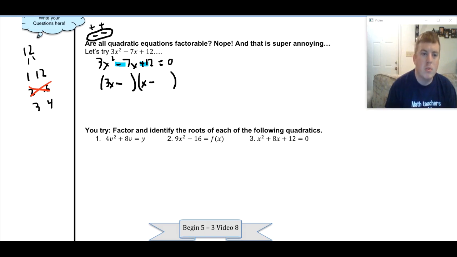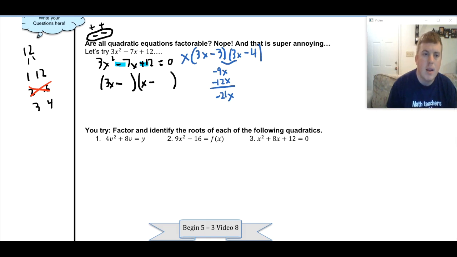So remember, we want to start out with the ones that are closest together. So let's go ahead and try the 3 and the 4. Now, we'll go ahead and plug this in and do some guessing and checking. We can do 3x minus 3 and 3x minus 4. When we multiply these together, we're going to get a negative 9x and a negative 12x, and that's going to give us negative 21x, which is not what we have in the middle, so we know that this is not going to work.